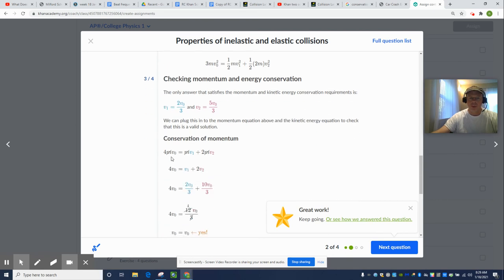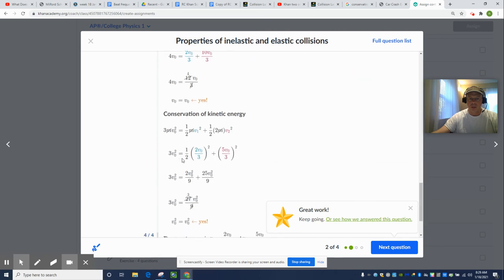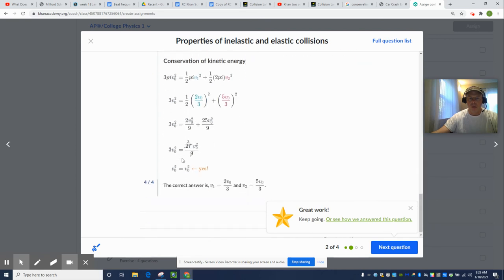Well, here's conservation of momentum. Again, they substitute in and check. Huh. Okay. Well, no wonder I was having so much trouble with the simultaneous equations. I was actually trying to solve for V2 in terms of V0. I wasn't plugging in their solutions.